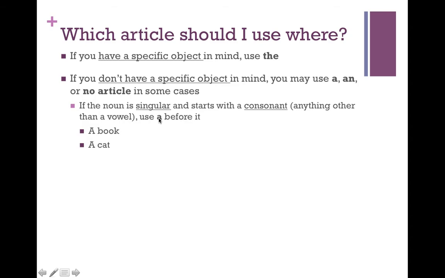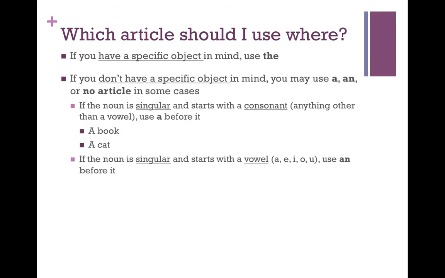So a book or a cat. If the noun is singular, so again there's just one, but it starts with a vowel, so it starts with a, e, i, o, or u, you're going to use an in front of it. So for example, we would not say a afternoon, we would say an afternoon.